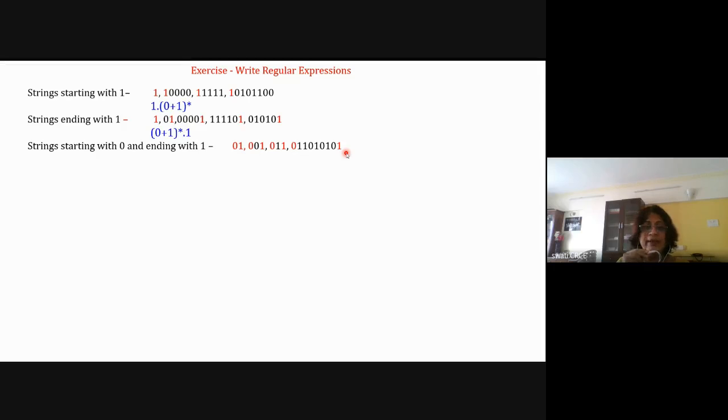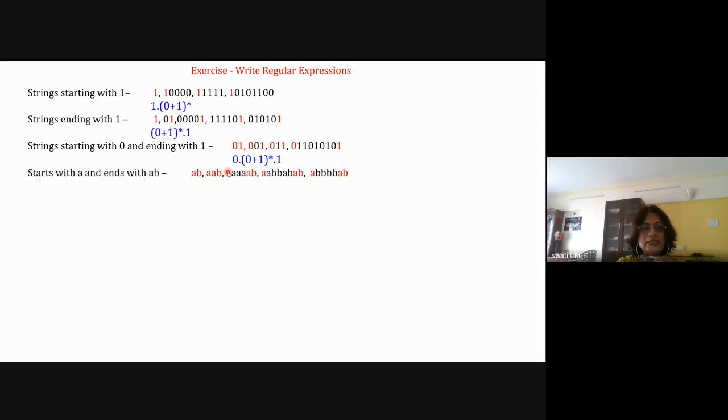Okay, so in the beginning, I'm taking very simple problems. And in the tutorial, there are very tough problems. So in order to understand today's topic, solving the tutorial is a must. Correct. Abhisha, correct. It should start with 0. In between, anything can be there, ending with 1. So my answer is: start with 0, in between anything can be there, (0 plus 1) star combination, ending with 1. Okay, so this was also done.